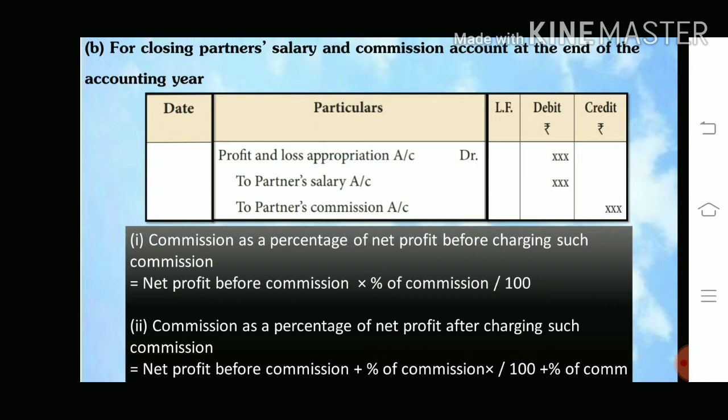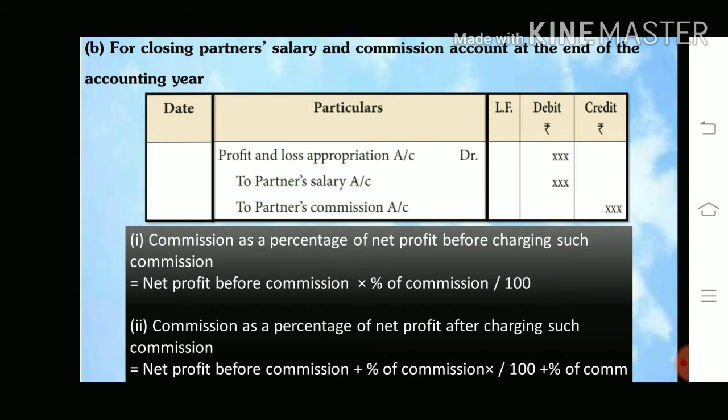Partners are entitled to remuneration only if there is a profit in the firm. So hence profit and loss appropriation account is debited, as the remuneration is due to the partners, and the capital or current account of partners is credited. Then next, commission as a percentage of net profit before charging such commission. The calculation of commission before such commission and then after such commission.